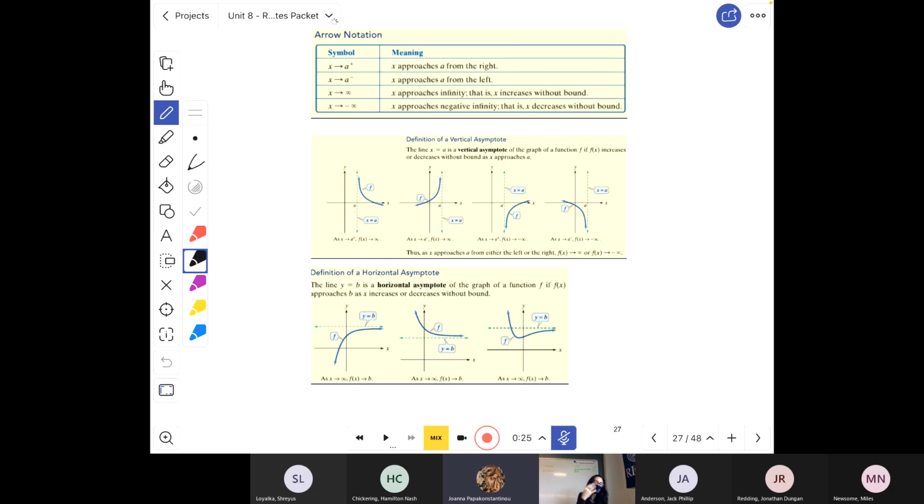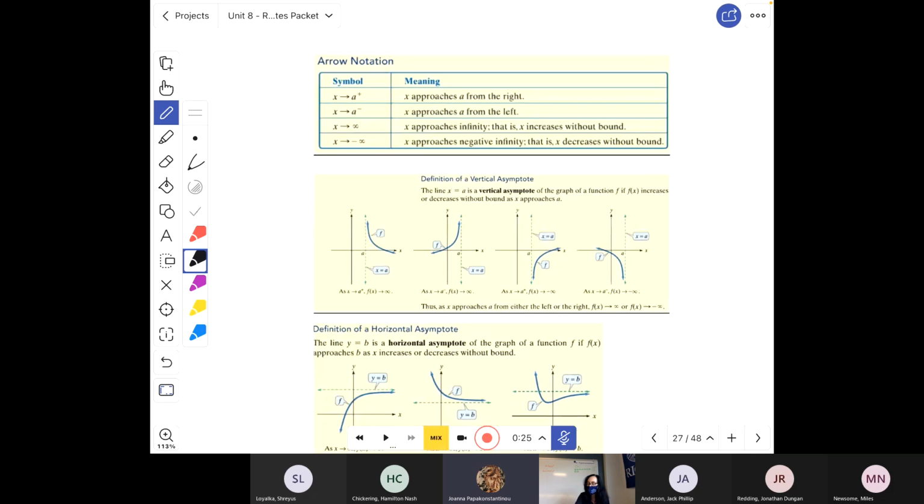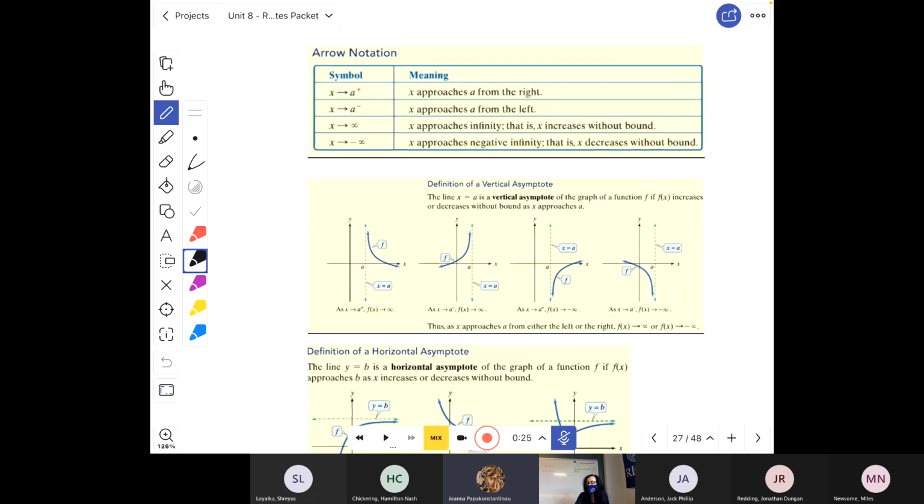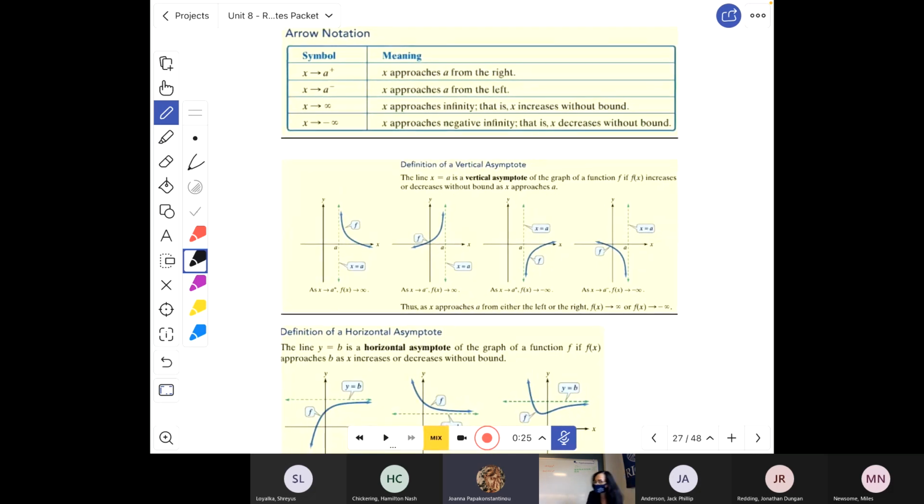Now, some notation that I've thrown in there a little bit, but we really need to familiarize ourselves with is arrow notation. Where this is going to really be important is when you start working with limits in pre-cal and in calculus, because you're going to be approaching the graph from different directions. So we have to understand this notation. You will see this like crazy, okay? All right, so let's interpret this.